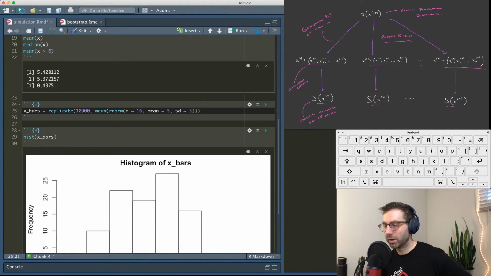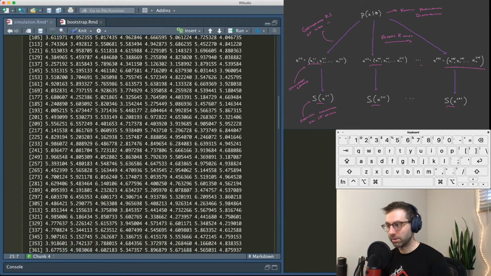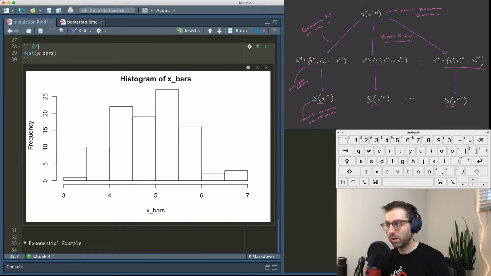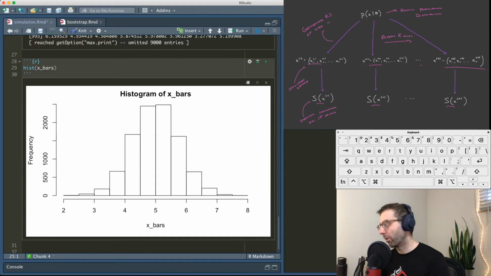So what we're really going to do is generate 10,000 random samples of size 16 from a normal distribution with a mean of 5 and a standard deviation of 3. And then for each of them, we're going to calculate the sample mean, and then we're going to store it. So run that. Check it. That looks like a bunch of sample means. Okay, cool. And then draw the histogram.